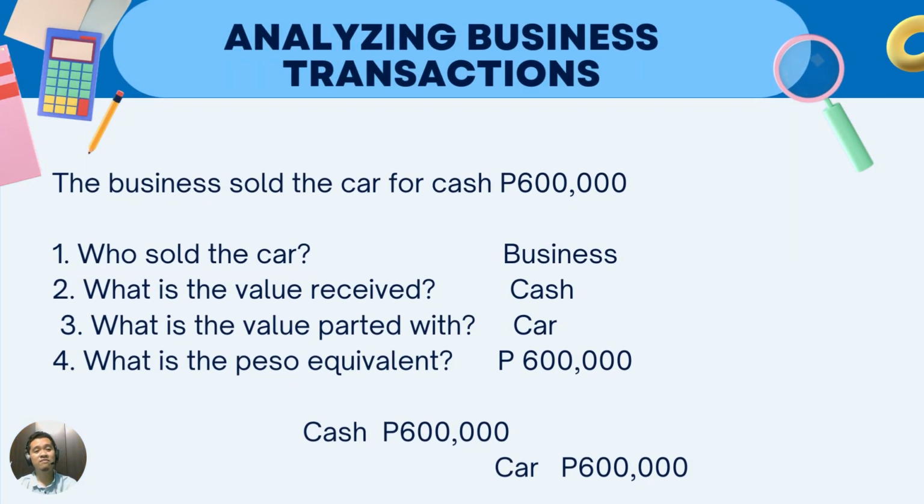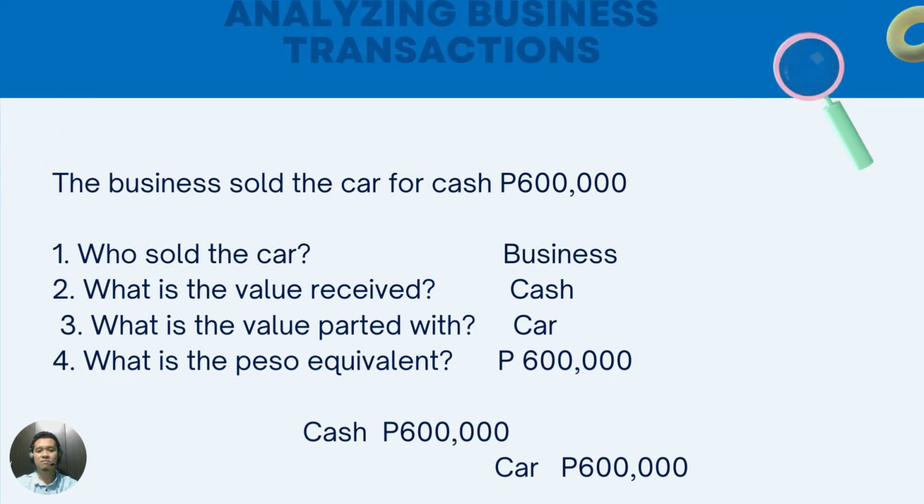So next, what if the business sold the car for cash worth 600,000? So what if the following transaction, we analyze again? Who sold the car? The business. So is it accountable? Yes, because that is a business transaction. What is the value received? We received cash because we sold the car. And for how much? 600,000. What is the value that we parted with? We parted with the car. We sold it, so the car goes out. So we credit car, we debit cash worth 600,000.